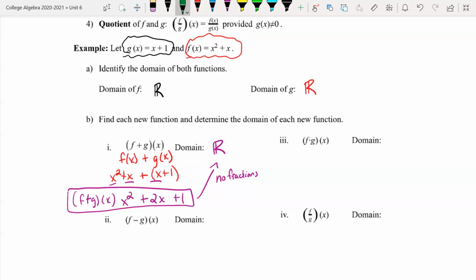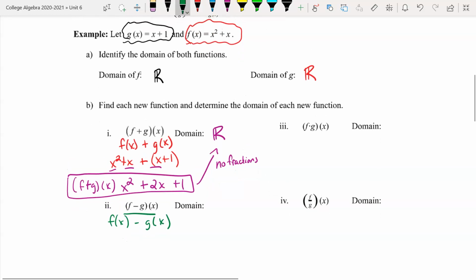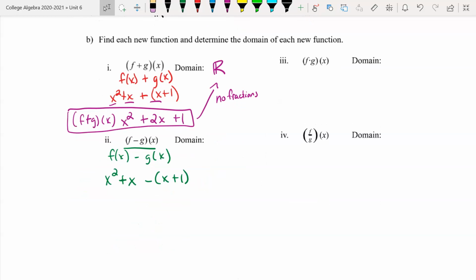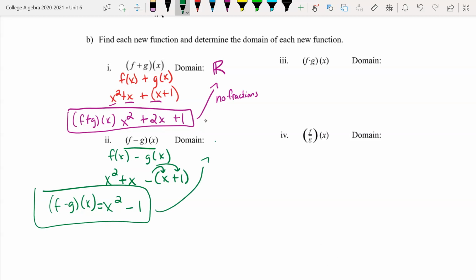All right, 2, we're going to subtract. So we're going to take f of x and subtract g of x. Notice I put g of x in parentheses when I plugged it in because when you subtract, you have to distribute the negative, and people kind of forget to do that. So I'm going to get x squared, x minus x cancels, and I get negative 1. So f minus g of x would be x squared minus 1. Again, the domain would be all real numbers because there's no fractions.